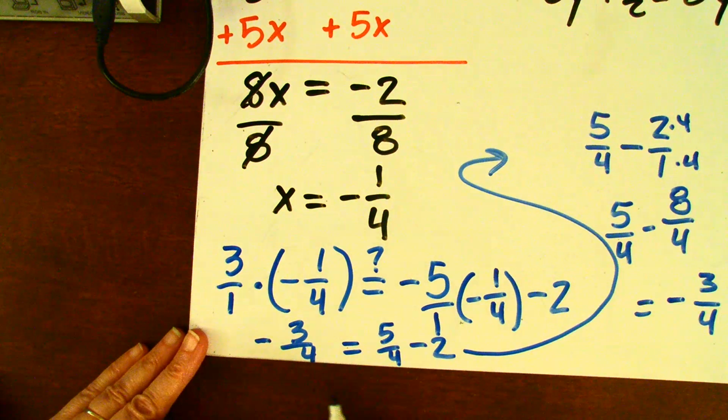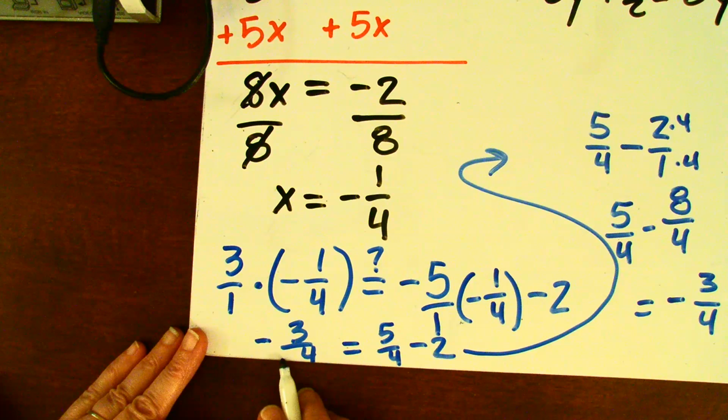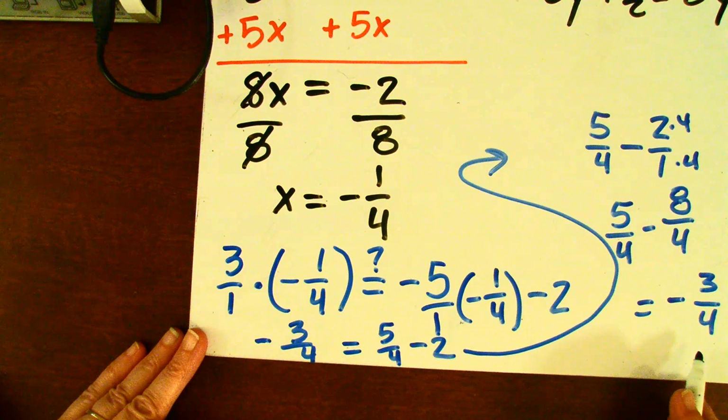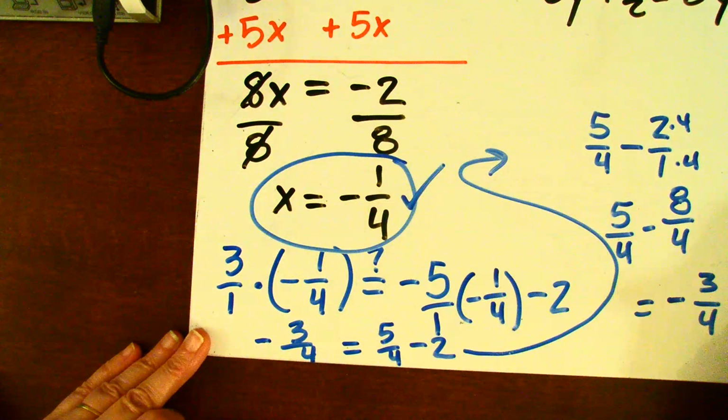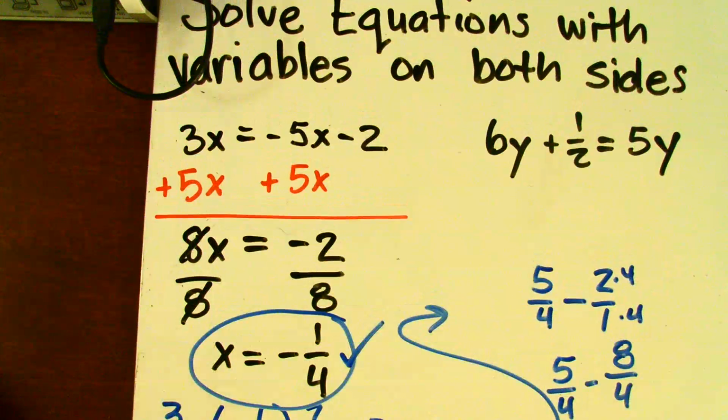So you can see that the left side equals the right side. Therefore, x equals negative 1/4 is the solution. Let's look at one other problem.